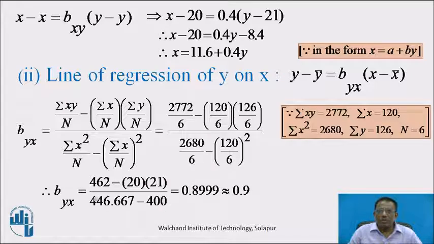When we simplify, we get b suffix yx equal to, in the numerator, 462 minus 20 into 21, divided by 446.667 minus 400, which is equal to 0.8999, approximately equal to 0.9.